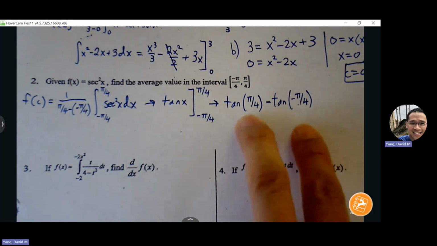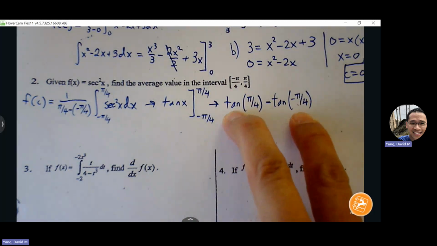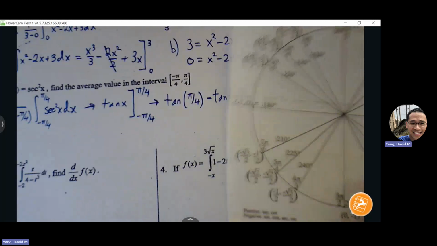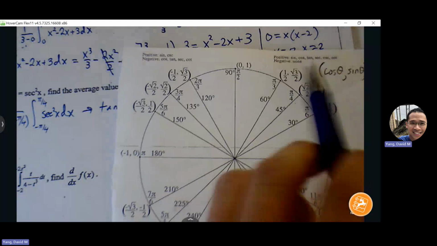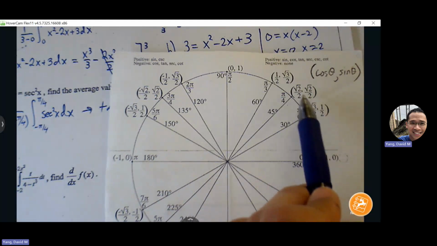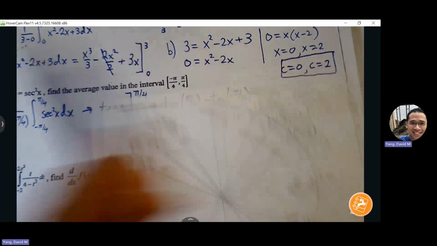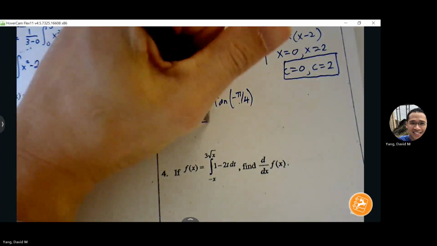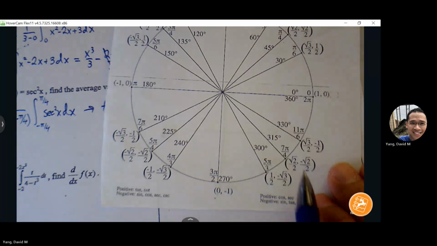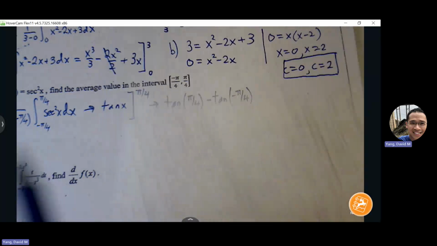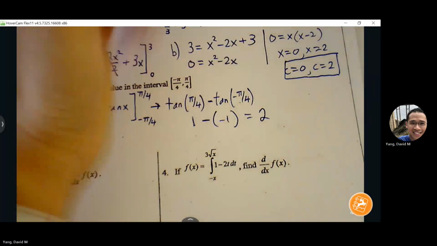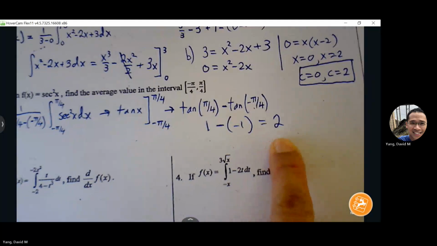Okay, so we cannot leave our answer like this. We have to evaluate. So we have to think about our unit circle values. So tangent of pi over 4, right? We know tangent is just y over x, sine over cosine. So what's tangent of pi over 4 going to be? Just 1, right? And then tangent of negative pi over 4, negative 1, right? So 1 minus a negative 1, what does that give us? 2. So is this our average value?